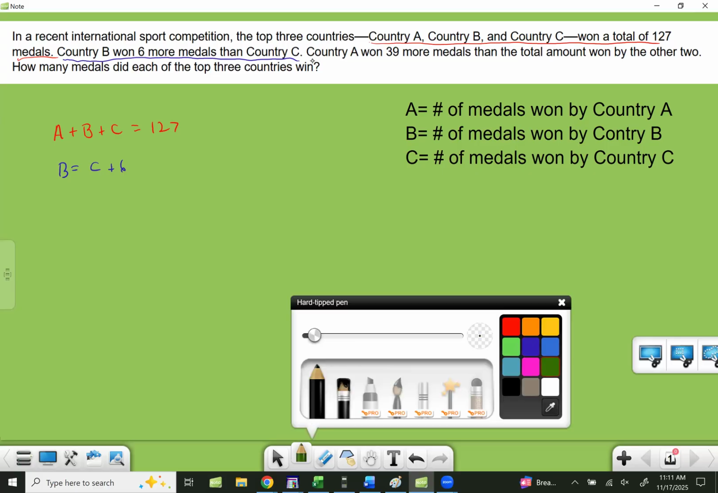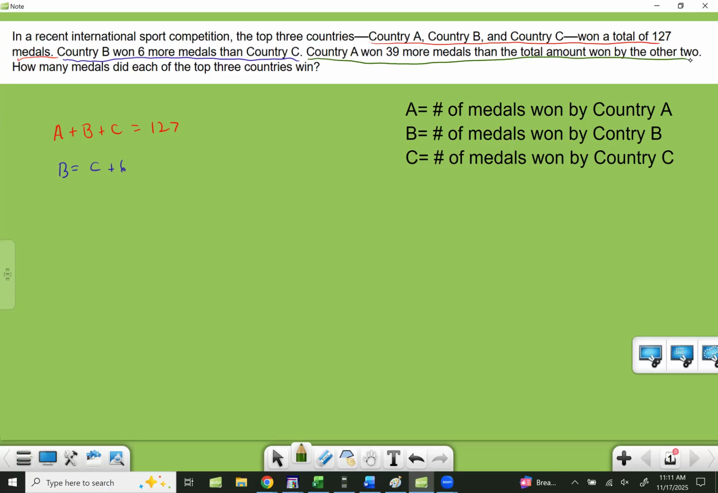Finally, and maybe the most difficult one of them all, is this last sentence. Country A won 39 more medals than the total amount won by the other two. So again, you want to figure out who won the most. We can tell country A won the most. So A equals. Now I'm going to take the total amount won by the other two. Well, how do I figure out how much is won by the other two? B plus C is how much is won by the other two. Now to get to country A, who's bigger, I would have to add 39 to whatever B and C had combined, and that'll get me to A.